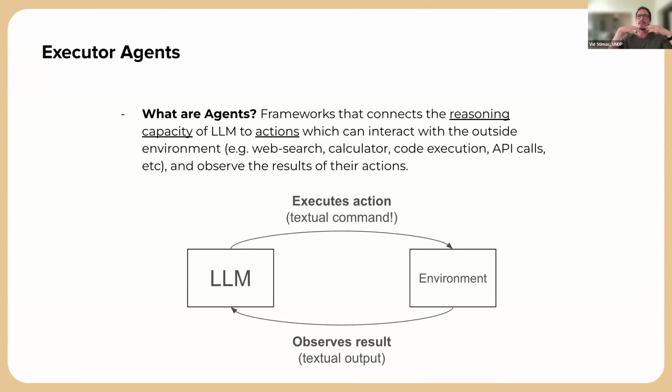But just on the higher level, these are frameworks that connect the reasoning capacity of language models with actions, right? Such that the language model all of a sudden can interact with the outside environment. It can do a web search, it can perform some calculations in a calculator, it can execute code, call an API, etc. So here, the language model executes a certain action, for instance a web search. It sends the search terms to the web, and then it observes the results, right? And then it can iterate until it can solve a certain task.